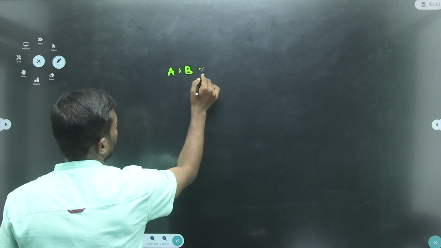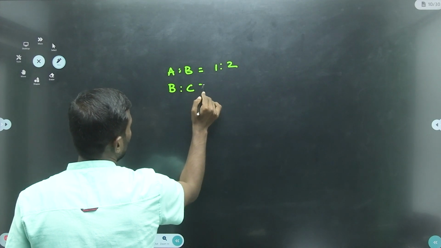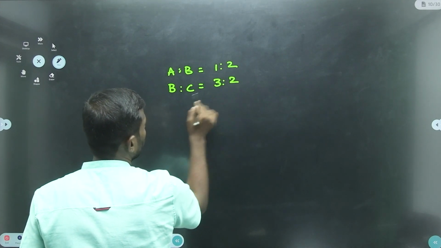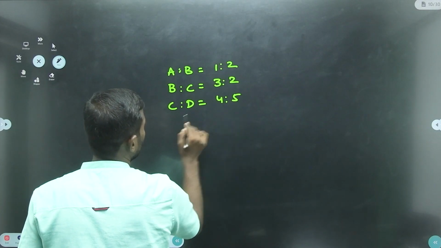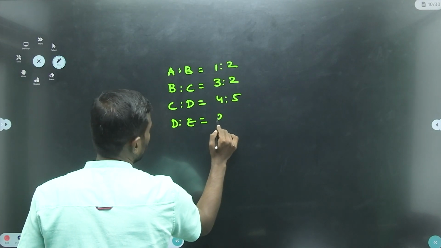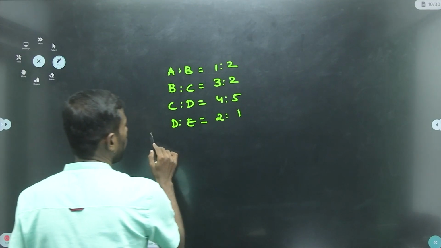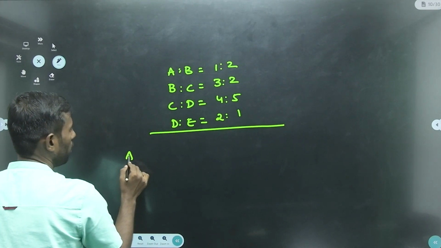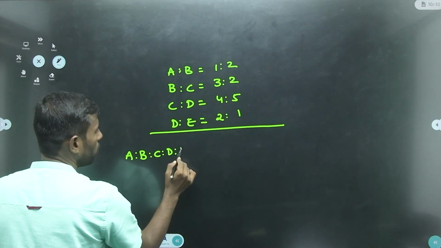A is to B is equal to 1 is to 2. B is to C is equal to 3 is to 2. C is to D is equal to 4 is to 5. D is to E, take it as 2 is to 1. What is the ratio of A is to B is to C is to D is to E?